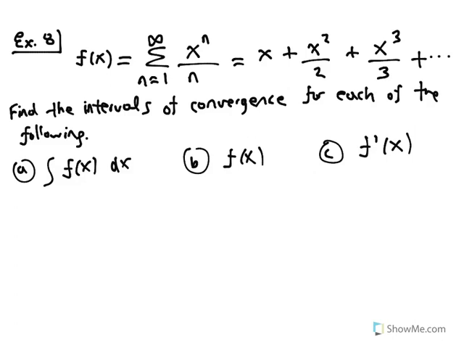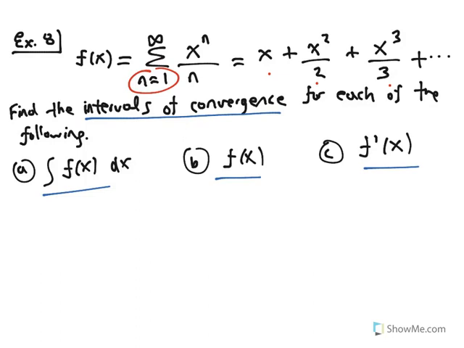Example 8, we have this power series from n is equal to 1 to infinity, and the nth term is x to the n over n. So we see that our power series is centered at c is equal to 0. And these are the first three terms of the power series. Just substituting n is equal to 1, 2, and 3 will give us these three terms. So what do we want to do with this problem? We want to find the intervals of convergence for the power series that's given, its derivative, and its integral.